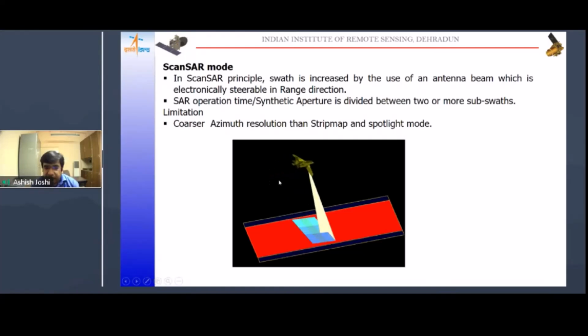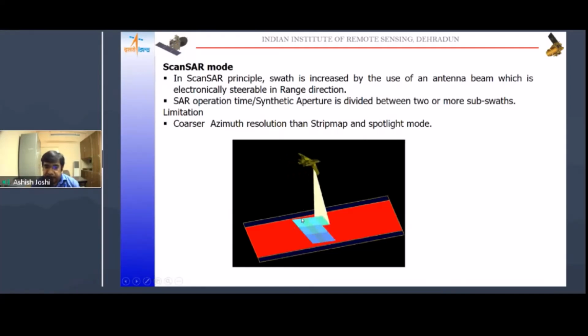So what will it compromise? It will compromise the synthetic aperture time in the azimuth direction with respect to the imaging in the range direction. So we can get more swath in the range direction, but the azimuth resolution will be coarser. It means we have a low azimuth resolution, but the swath has increased. So this is called the ScanSAR mode. In this mode, the basic advantage is that we can get a larger swath in the range direction by compromising the synthetic aperture time. It can be done through the use of the antenna beam.